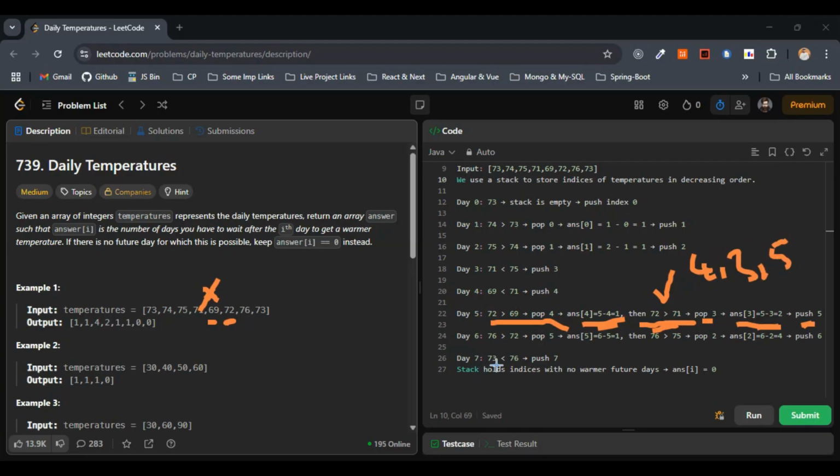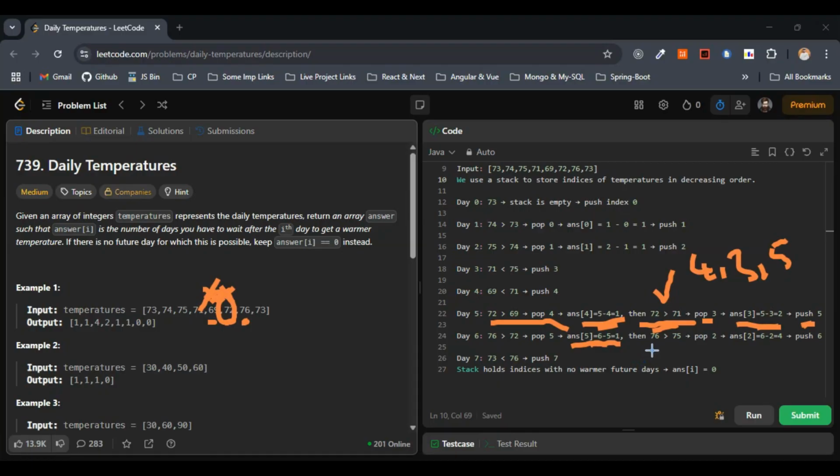Let's come to day 6. Till here we are done. Now we will compare 76 with the previous number 72, and 76 is greater than 72. So we'll pop 5. 5 in the sense this one, 72, gets popped here, right? Now again the same calculation. Answer of 5 equals 6 minus 5, then this is 1, right?